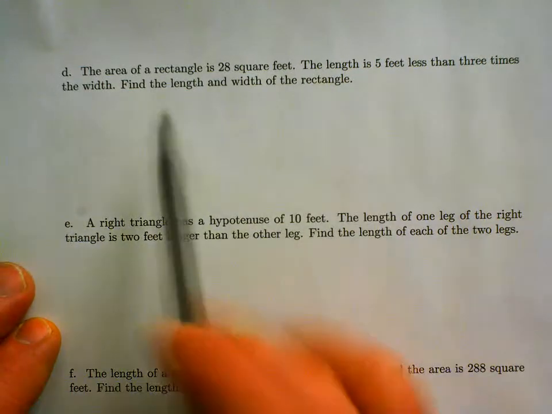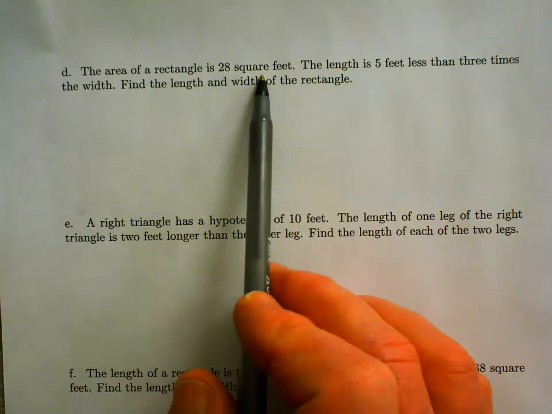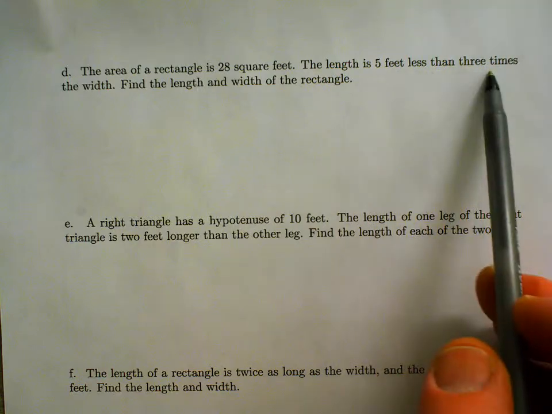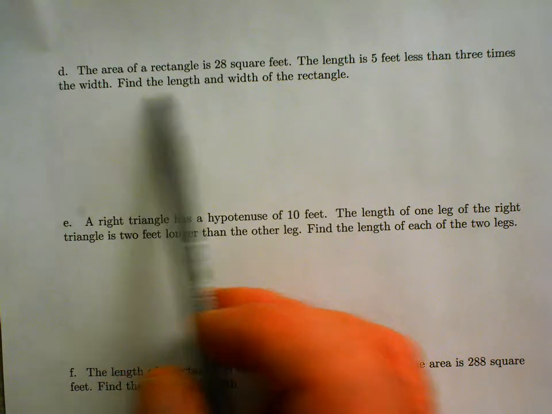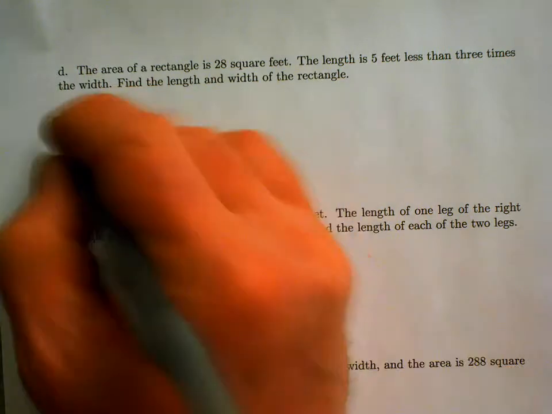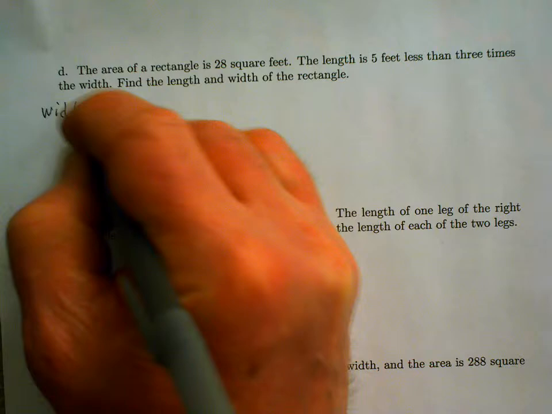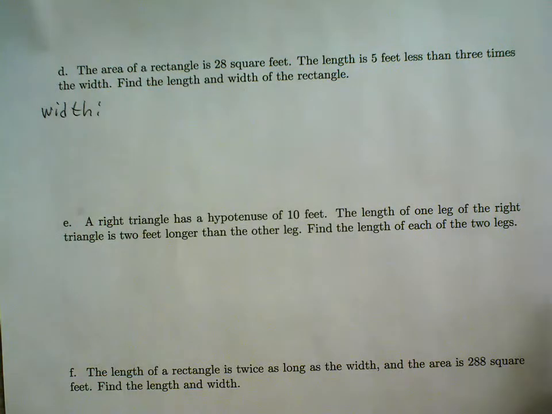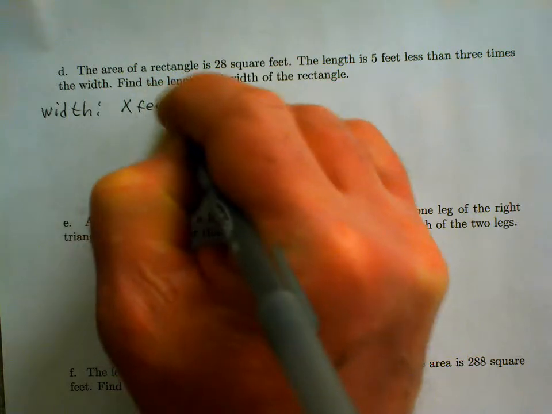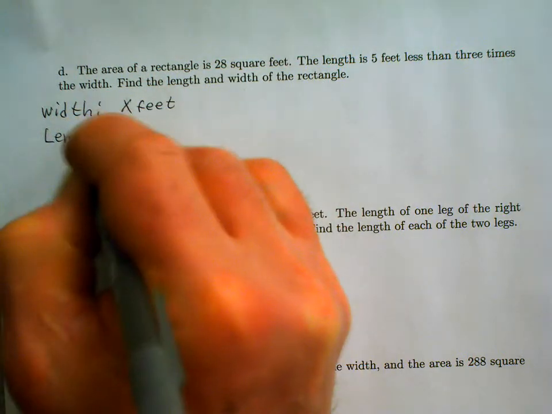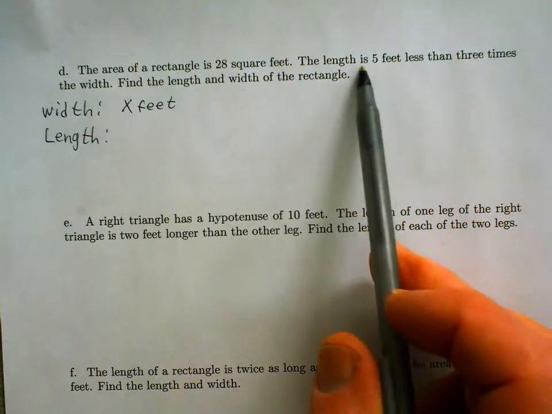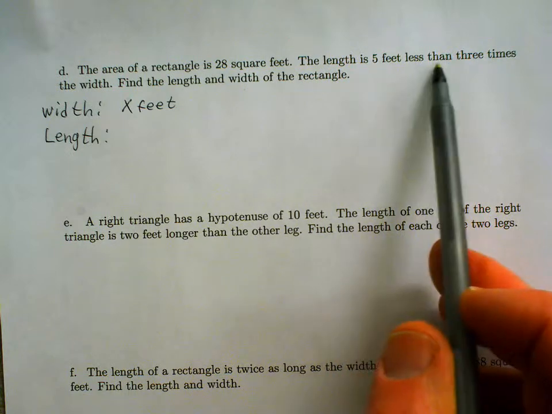Part D, the area of a rectangle is 28 square feet. The length is 5 feet less than 3 times the width. Find the length and the width of the rectangle. Okay, if we assign a single variable for the width, if we say that the width is x feet, the length is described in terms of the width. We're told that the length is 5 feet less than 3 times the width.